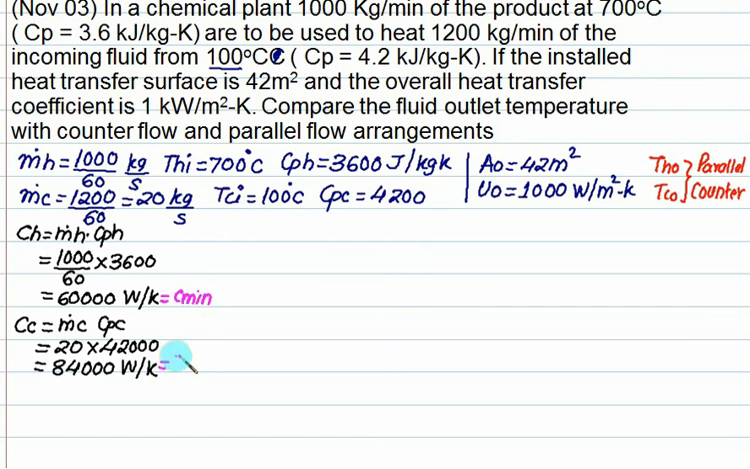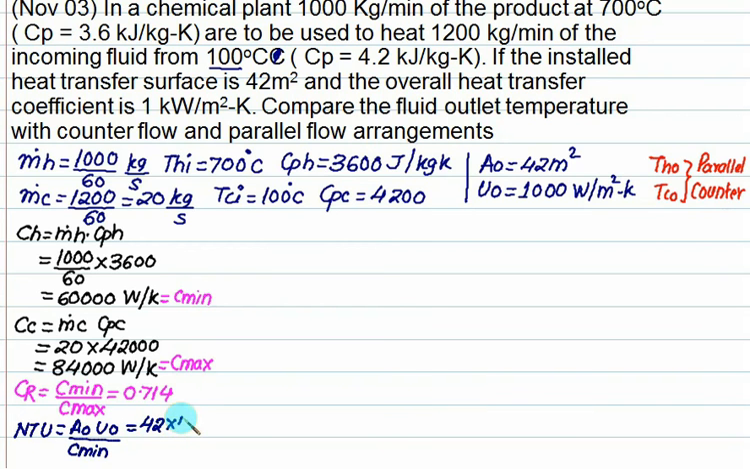84,000 is maximum. So what is the value of Cr? Cr is always C minimum by C max, 0.714. NTU is A0 U0 by C minimum. A0 is 42, U0 is 1,000, C minimum is 60,000. What is the value of NTU?